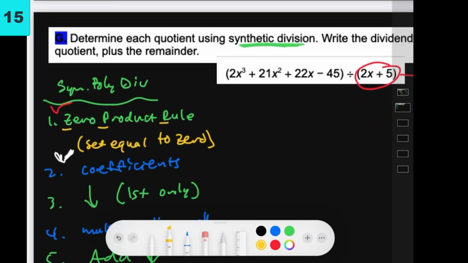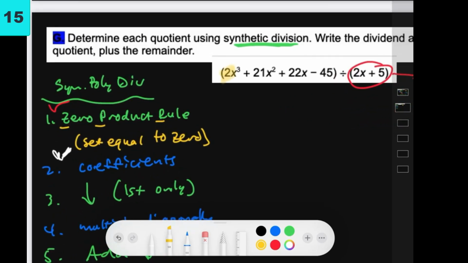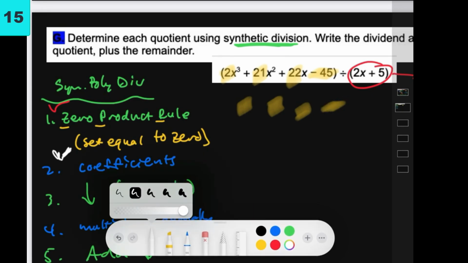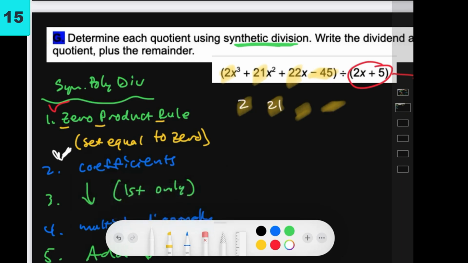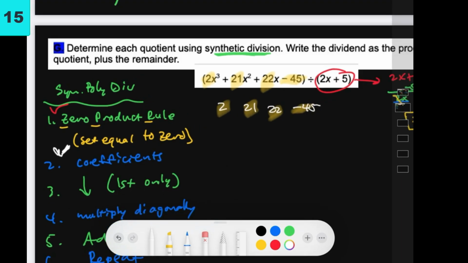And I'm going to go ahead and highlight the coefficients. 2, 21, 22, and negative 45. Let's go ahead and write those. So I have 2, 21, 22, and negative 45.